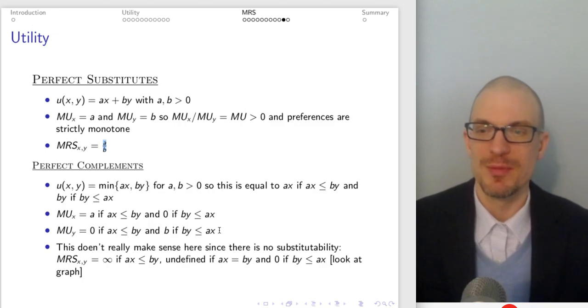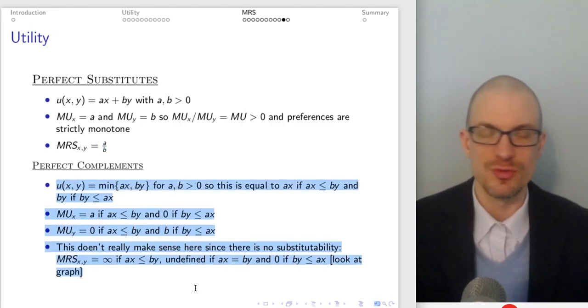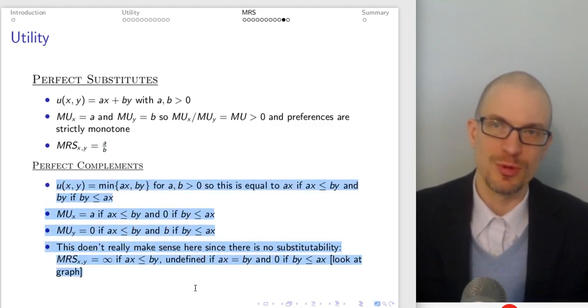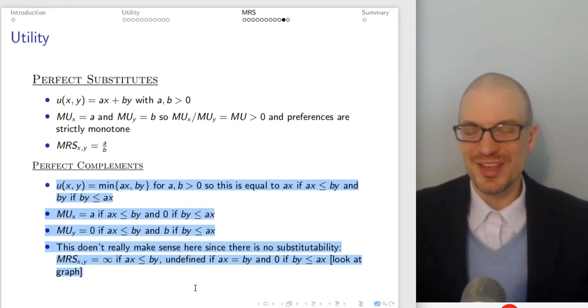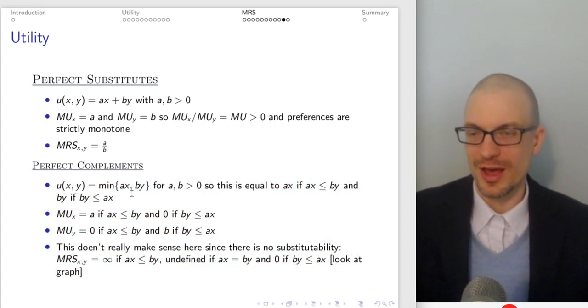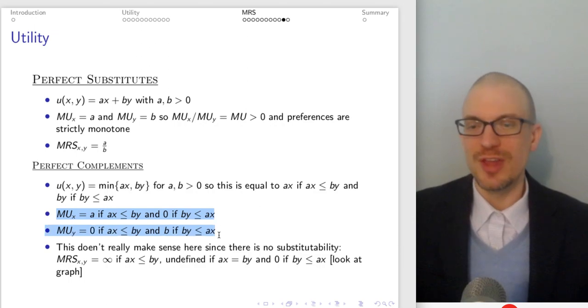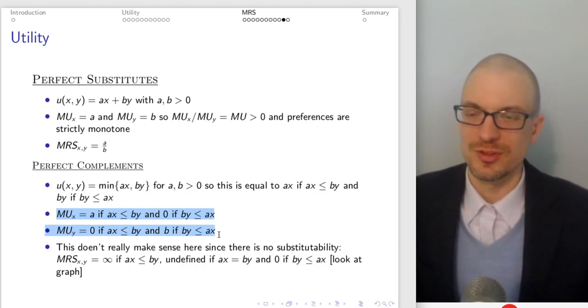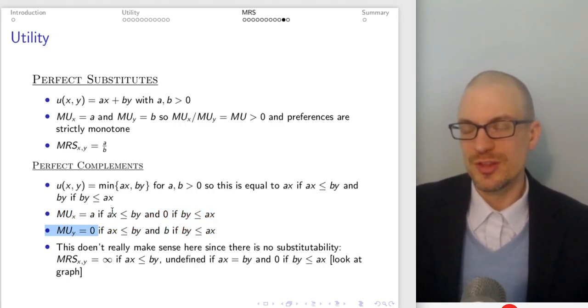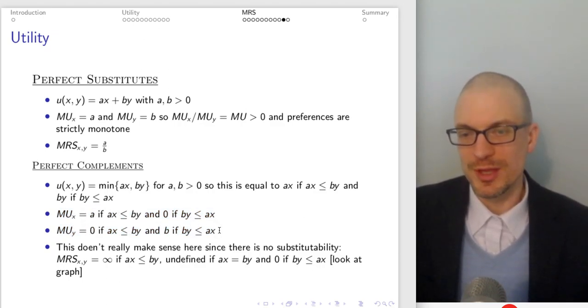For perfect complements, I kind of don't even want to go over this. It doesn't really make any sense because the function is non-differentiable. You've got a vertical portion, you've got a horizontal portion, you've got a kink. Let's kind of forget about it. I kind of regret having this in here. I know this is going to derail somebody. Somebody's going to try to focus on this and ask me a bunch of questions, and it's not worth worrying about, because this isn't something I'm going to ask about.